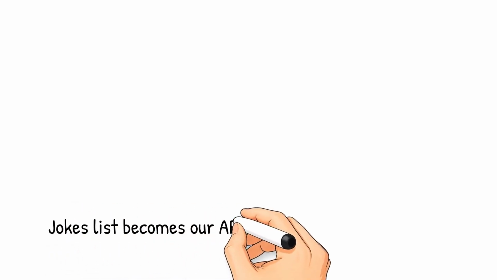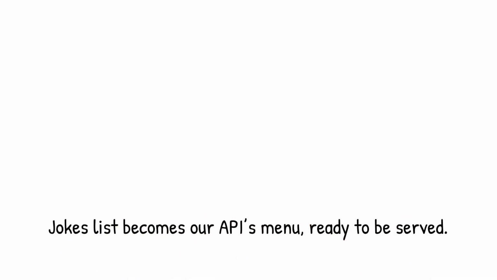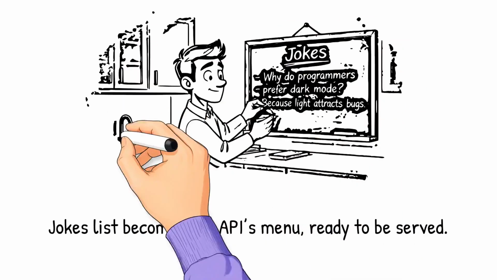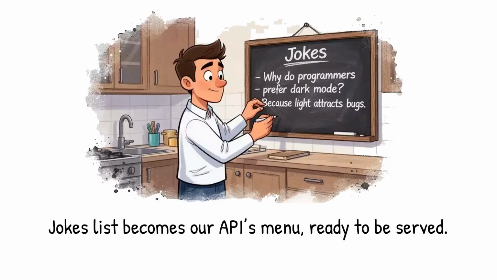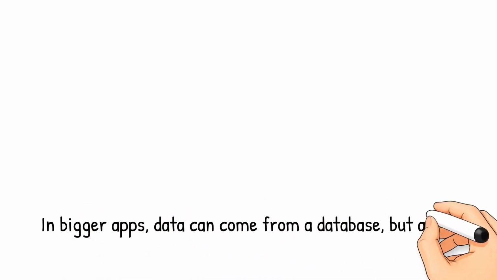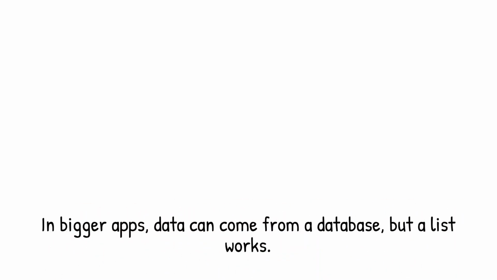Next, our data, the menu. We make a simple list called jokes, and inside it, we put a joke or two, like, why do programmers prefer dark mode? Because light attracts bugs. This is the information our API will serve. In a bigger app, this data might come from a database, but a simple list works perfectly to start.